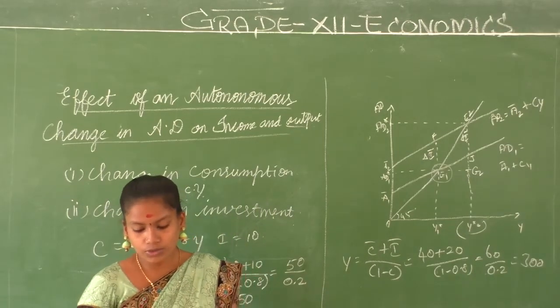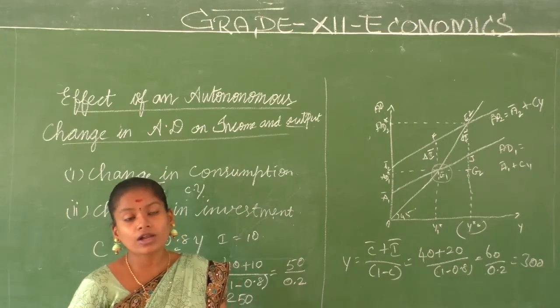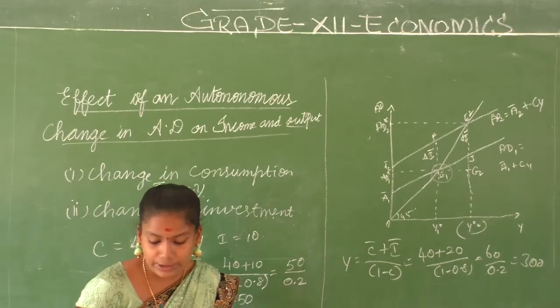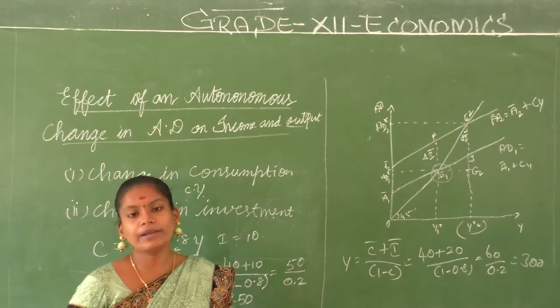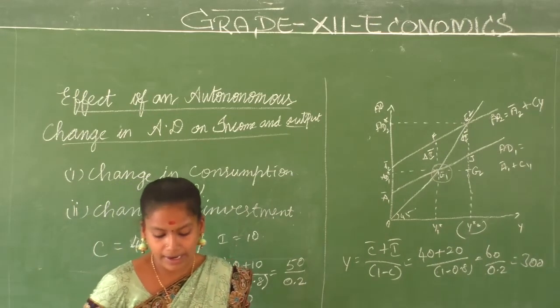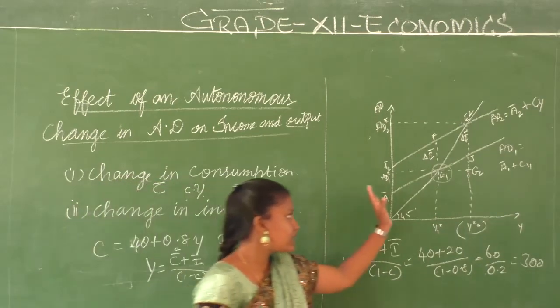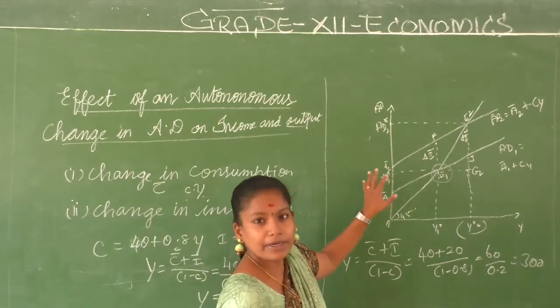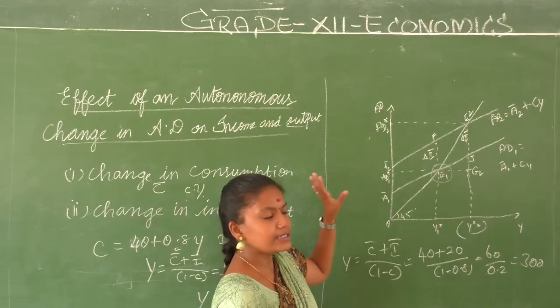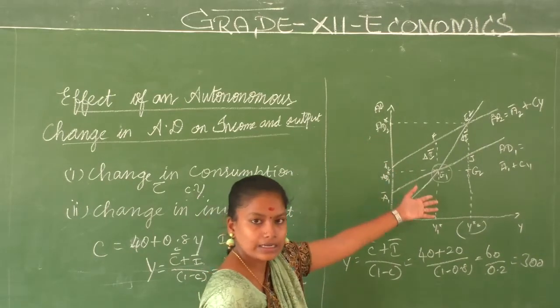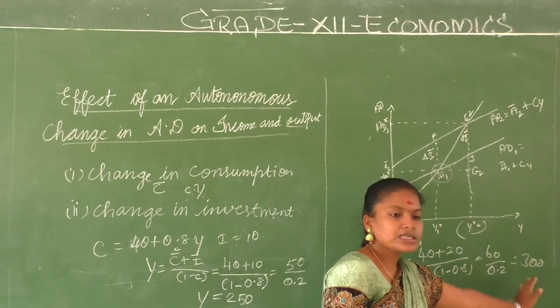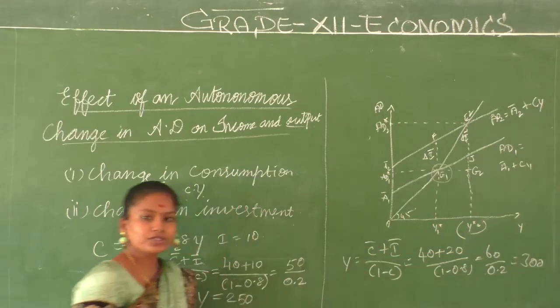So what does it do? An initial increment in the autonomous expenditure, what does it lead to? It seems to have a multiplier on the equilibrium values of aggregate demand and output. So what happens? When the autonomous increment is there, it multiplies the values of the aggregate demand. It increases the aggregate demand and it increases the aggregate output's value.